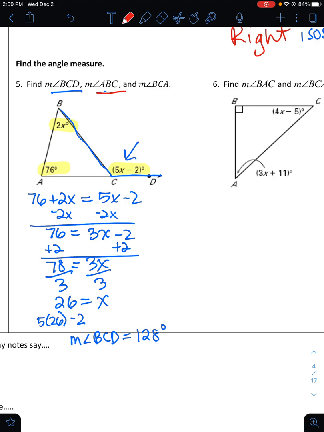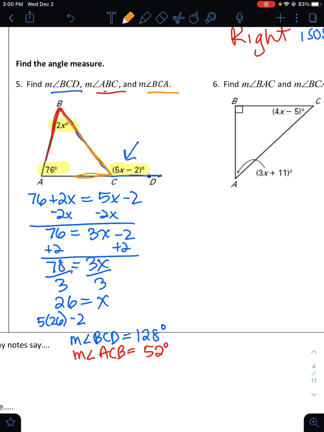ABC is this angle up here. So now that I know x, I can just plug it in. So 26 times 2 is 52. So the measure of angle ABC is 52 degrees. And then BCA, okay, BC over to A.